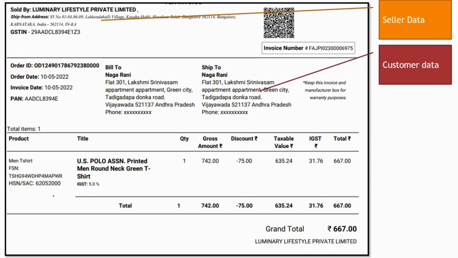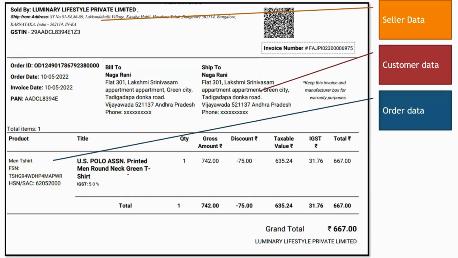And it contains order data. What is the order that we gave? What are you ordering? We are ordering a t-shirt or a refrigerator or a cricket bat. Is it a mobile phone? Is it a TV? This is the order information. Remember, there will be millions and millions of products, thousands and thousands of products that will be sold. And this is one particular product related information that is mentioned on this invoice.